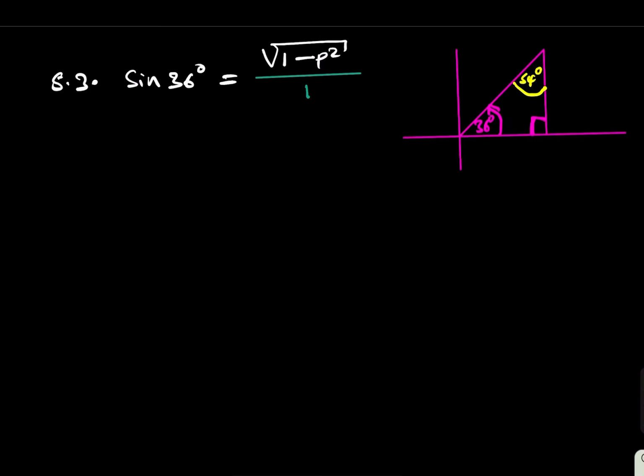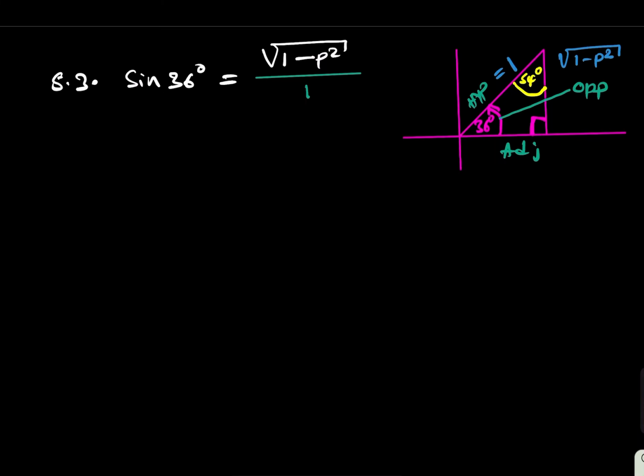Now, the sine of 36 is going to be the opposite side of it. And this is going to be the adjacent side. And that is going to be your hypotenuse there. We call it the hypotenuse. I hope you know that. So the sine is opposite over hypotenuse. That means you are going to have the opposite as the square root of 1 minus p squared, and then the hypotenuse is going to be equal to 1.